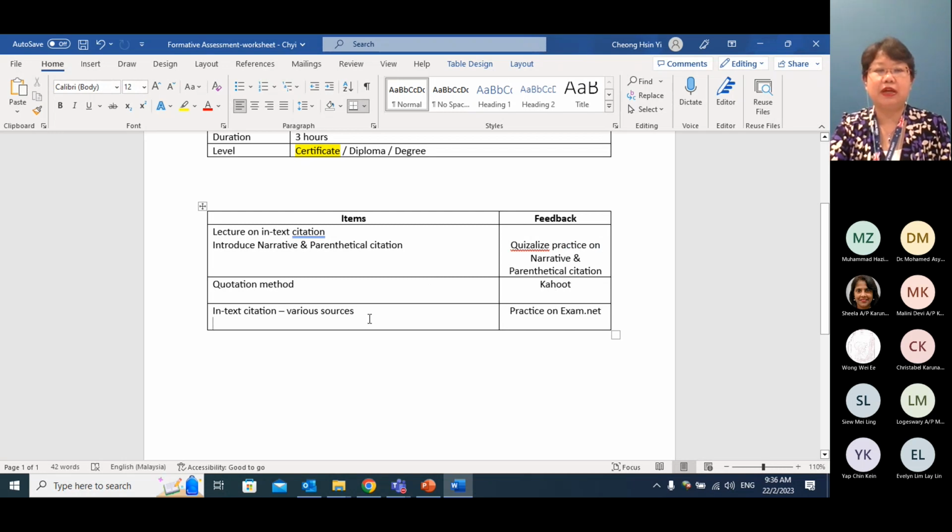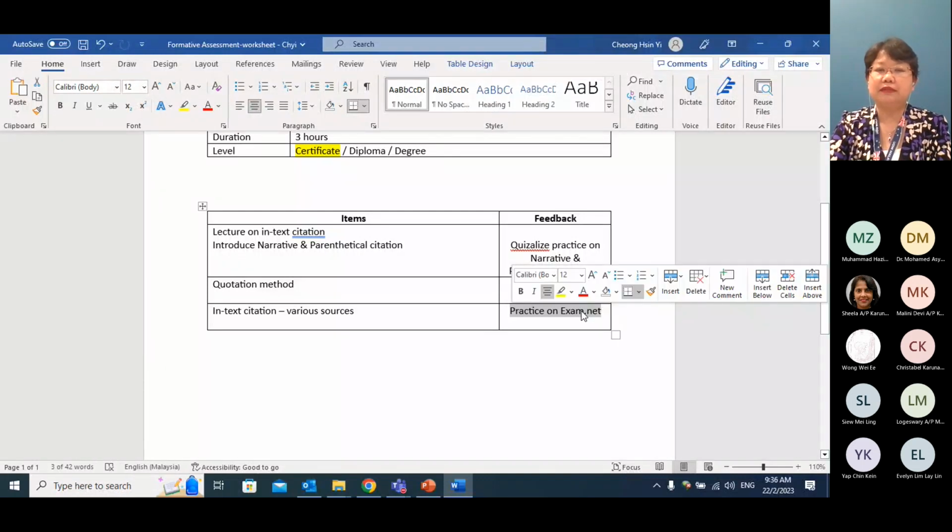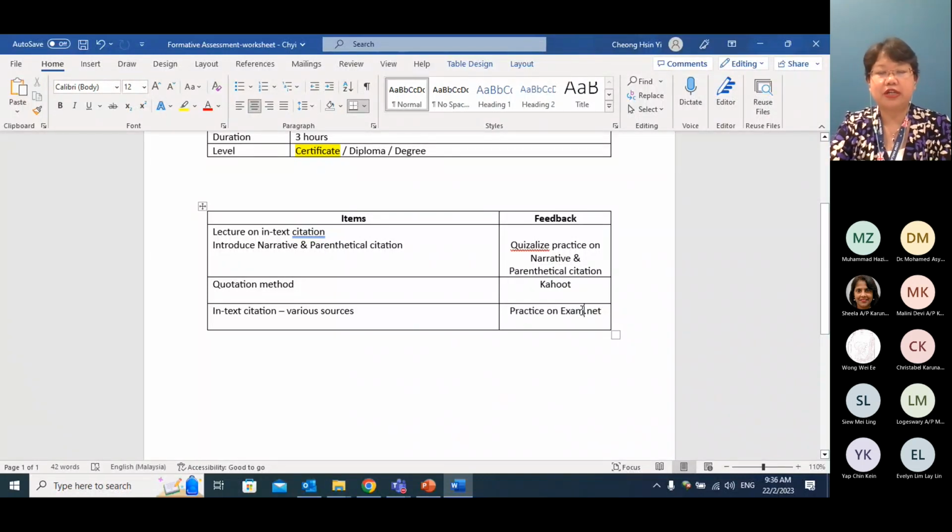Then I would go through in-text citation from various sources: how to do in-text citation for 2 authors, 3 and more authors, and in-text citation with no authors for a website, that kind of thing. Then I would get them to do the practice on exam.net. Generally, I try not to print worksheets. So they can all submit, and I can give them feedback through exam.net also. So basically that is my lesson for in-text citation.